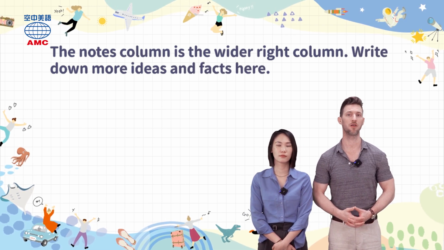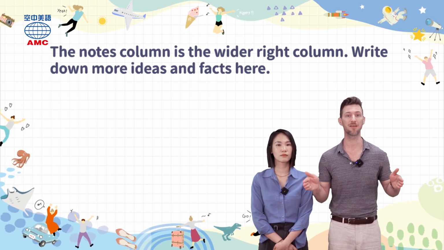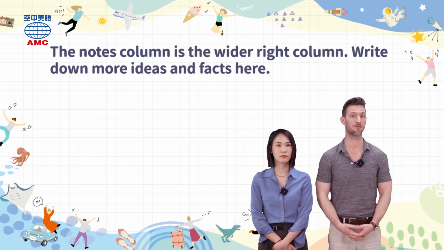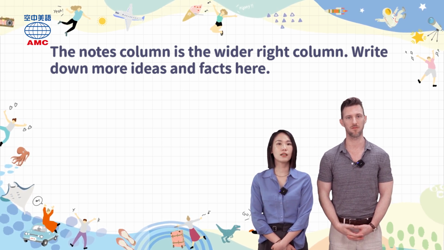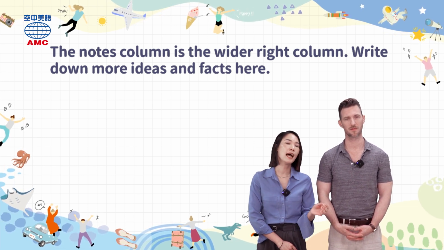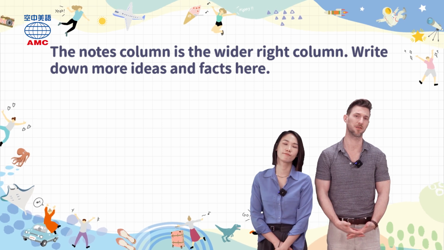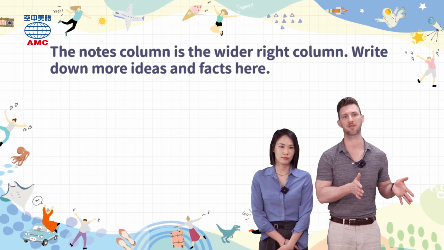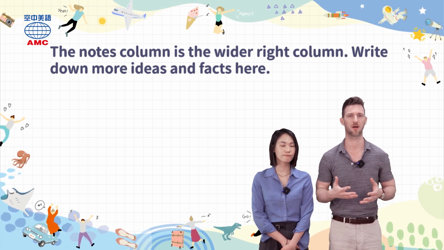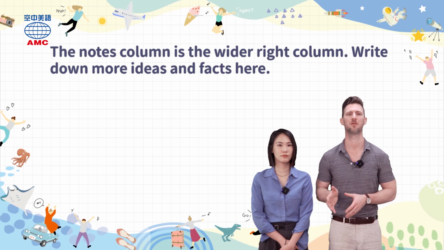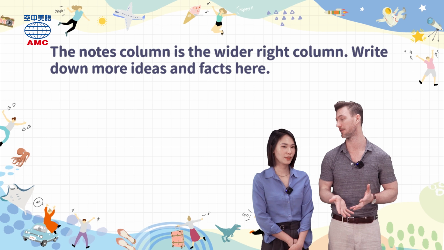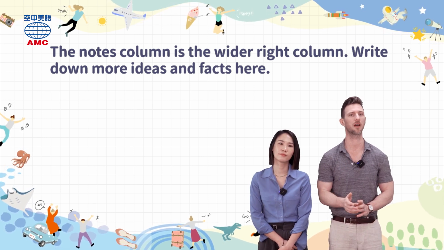Right, and on our right side, we'll find out what's going to be there. It says the notes column is the wider right column. And what do you do? You write down more ideas and facts here. Okay, so the left narrower or thinner column has cue words for cueing our words up, and the wider column has the notes for your main notes and your key thoughts. Exactly. Okay, I think I got it.